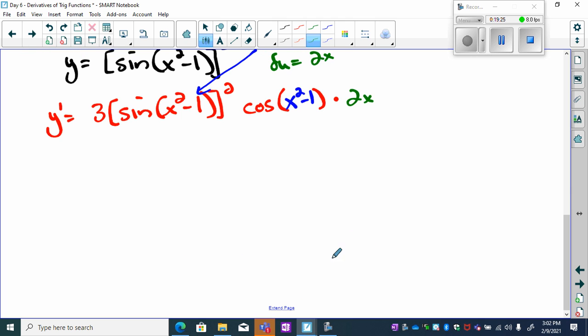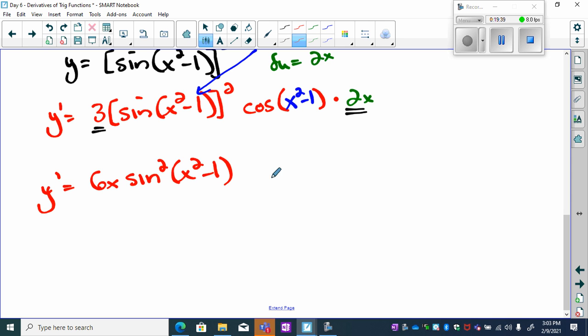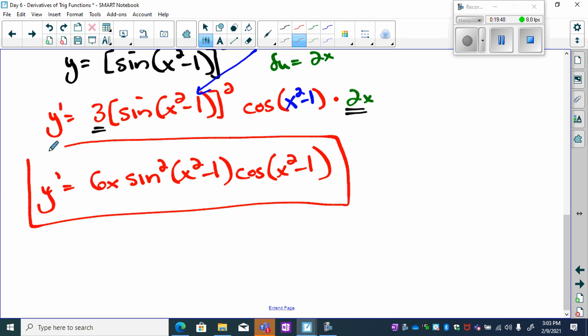All right. 3 times 2x gives me 6x. This exponent's going to get put back in here: sine squared x squared minus 1, followed by the cos x squared minus 1. And that is that. So there's where the 6x came from.